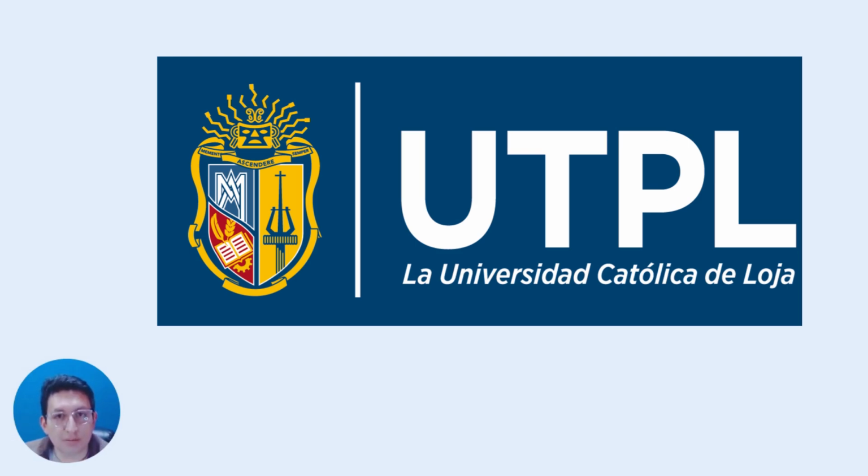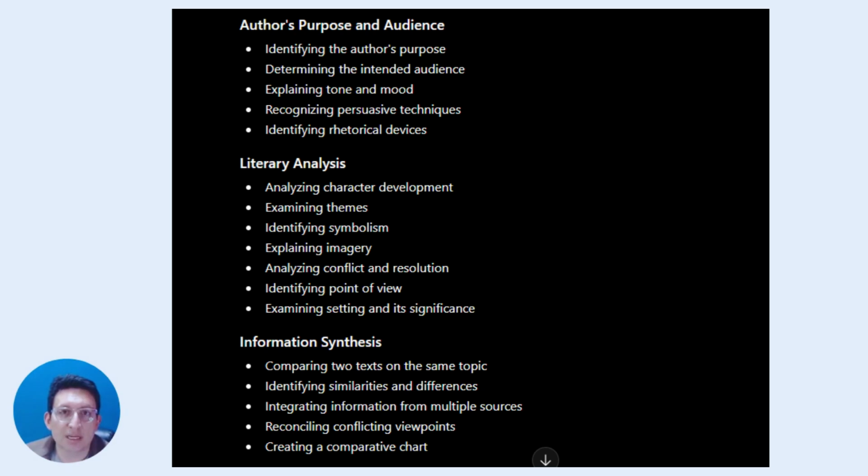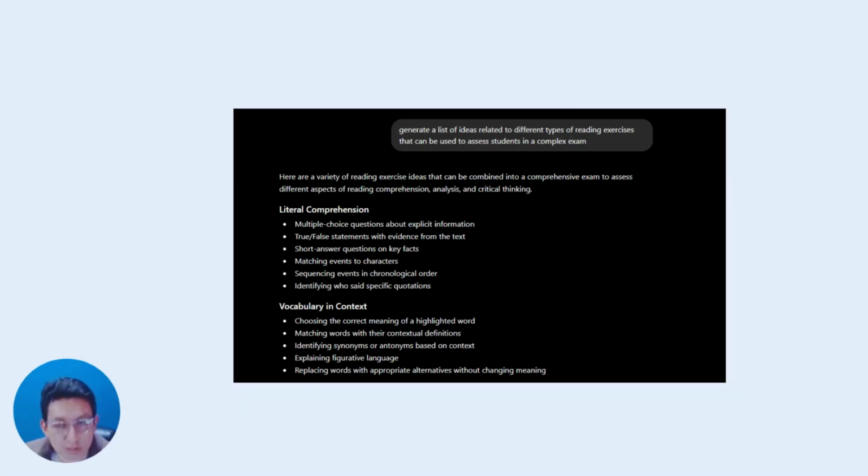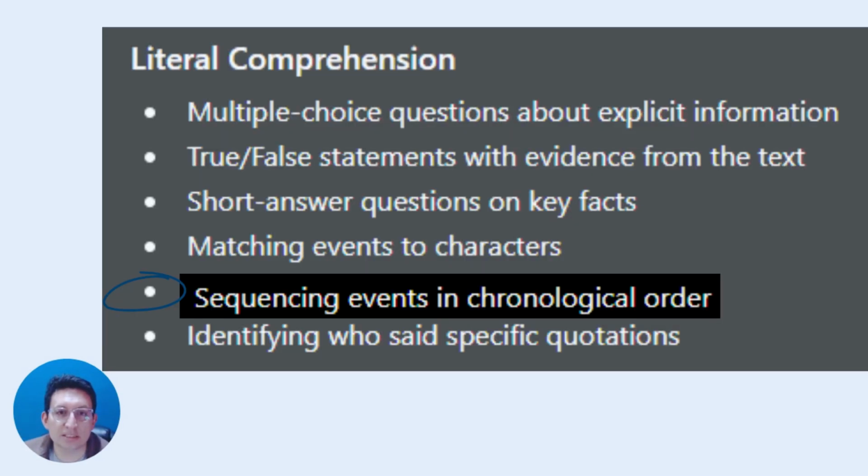Now, we are going to talk about two different strategies or exercises that we can apply in order to work on reading during the complex exam. When I was using an AI tool to look for different options, I realized something. There are too many options, too many exercises, not only for complex exams. Therefore, it is very necessary to read what we are actually looking for if we want to find a good answer.